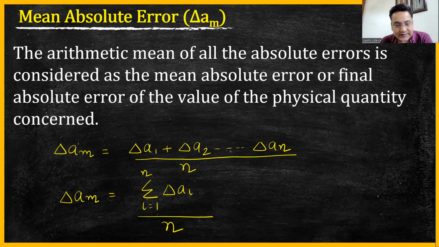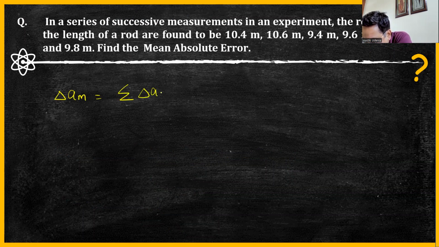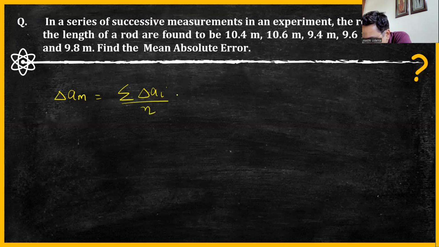Then let us move ahead and do the same question, but in this case we will find the mean absolute error. What will be the mean absolute error? 0.5. So how did you get the mean absolute error? To get the mean absolute error, delta AM, you have to find the summation of delta AI and divide it by n. Remember, everything should be taken as positive.